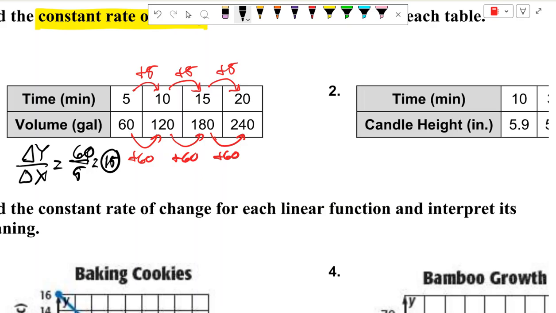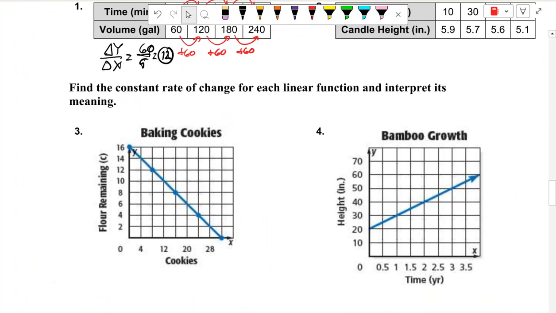Am I wrong? Oh, it's 12. Thanks, class. I'm wrong. It is 12. My mental math was not working there. All right, moving on to number 3.